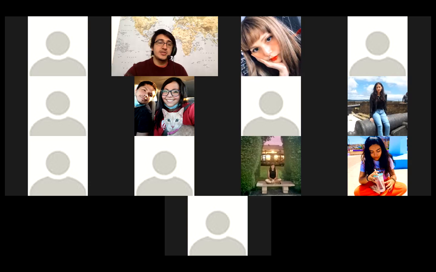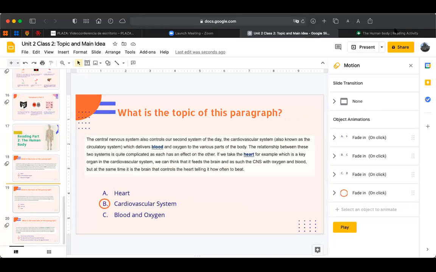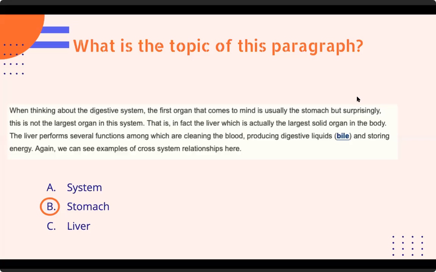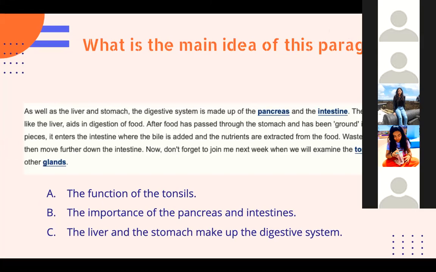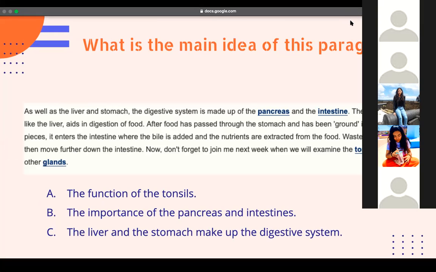The function of the tonsils, the importance of the pancreas and the intestines, and the liver and the stomach make up the digestive system. Which one do you guys think? No le estoy compartiendo, ¿no? No. No. No, that's why. Por eso no me salía así. Okay, pero, qué tontera. Okay, you probably saw the answer already, so. What's the main idea of this paragraph? No he visto todo.